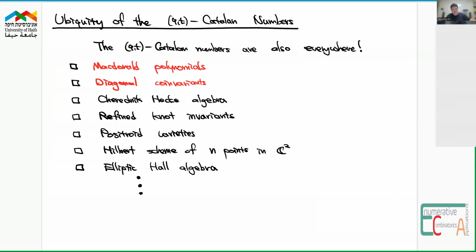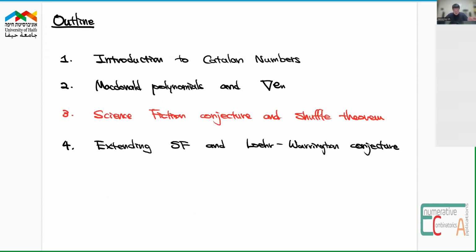And so we have seen two appearances of Catalan numbers in Macdonald polynomial theory and diagonal coinvariants. All that I have explained so far is kind of a history. In today's talk, I'm going to explain my new results about a new appearance of q,t-Catalan numbers in the science fiction conjecture. Okay, so let's begin the third section.